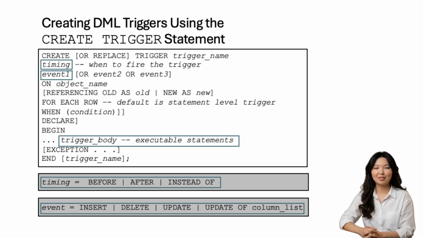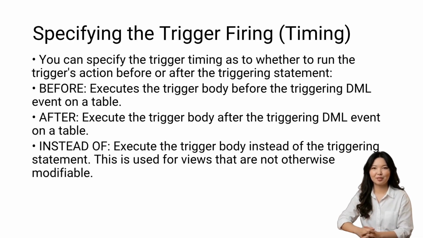Specify the trigger name, timing, and events like insert, delete, or update. Define the object name and optionally reference old or new values. The trigger body contains executable statements and you can handle exceptions. Timing options include before, after, or instead of. Specify trigger timing to control when the trigger's action occurs.